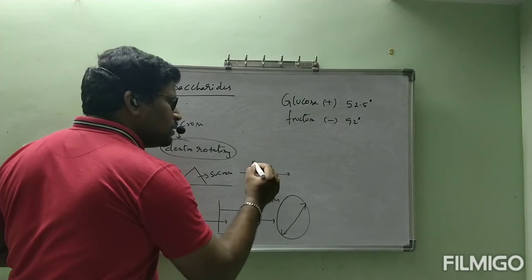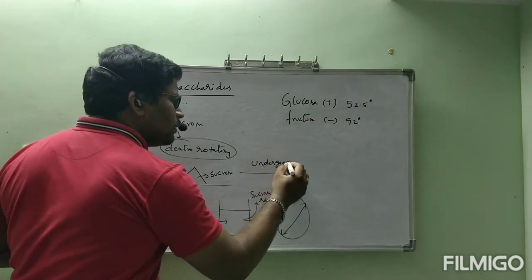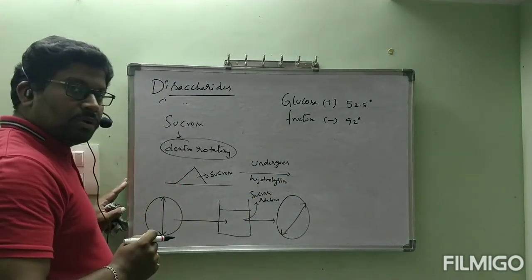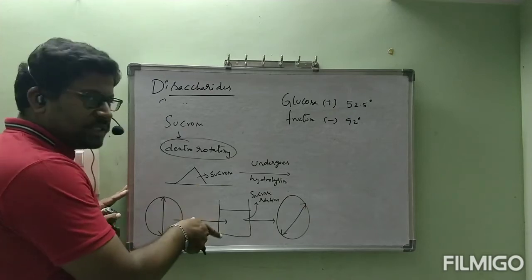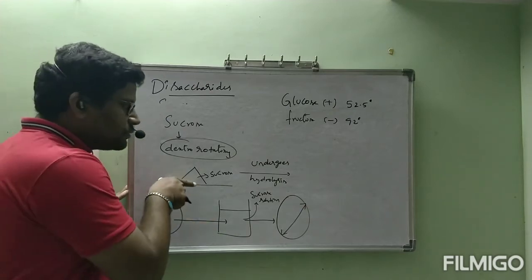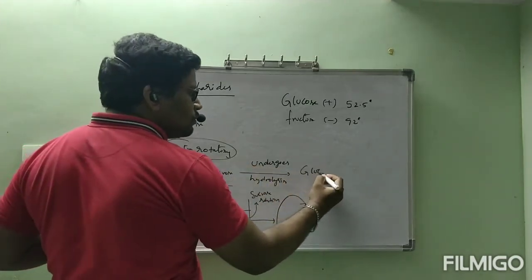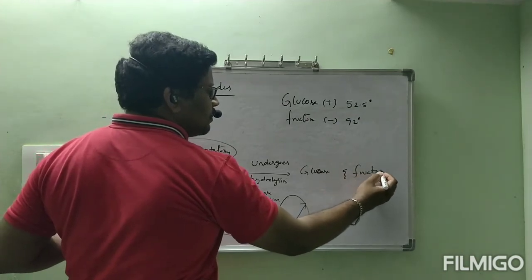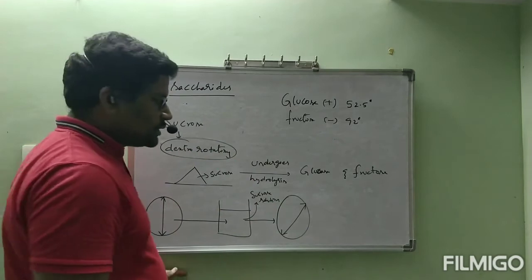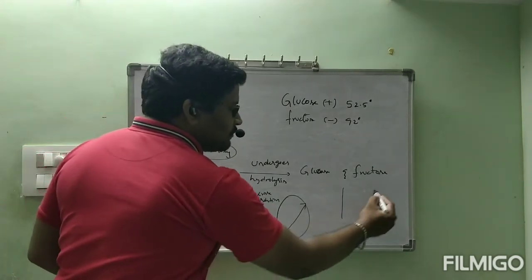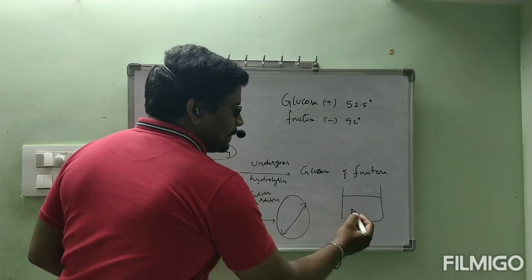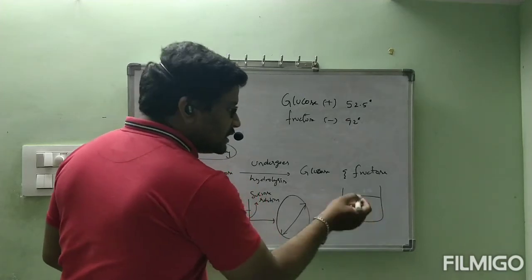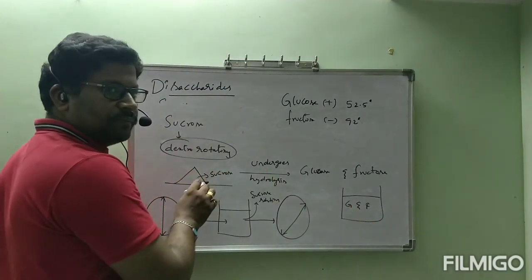This sucrose undergoes hydrolysis. Now it will undergo a chemical reaction. Here it was simply dissolved to form sucrose solution. Now sucrose is undergoing hydrolysis to form glucose and fructose. Now I took the mixture of glucose and fructose. These are formed from hydrolysis of sucrose only.